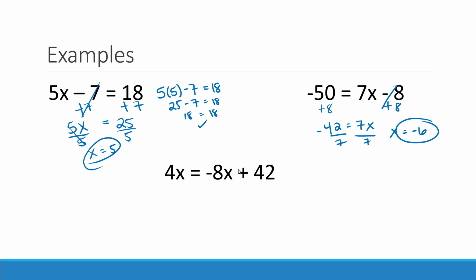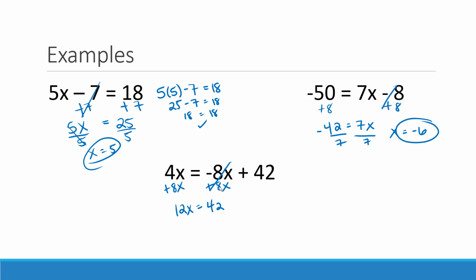Now, this one's a little bit different because you're like, well, there's x's on both sides. Remember what I just said on the last slide. You want to get all your x's on the same side and all your numbers on the same side. So the very first thing we need to do is get our x's together. I like to move variables to the left. That's just my preference. You always want to leave something on either side of the equal sign. So I wouldn't want to move the 4x because then that wouldn't leave anything on the left-hand side. So if I add 4 and 8 together, that's going to give me 12x is equal to 42.